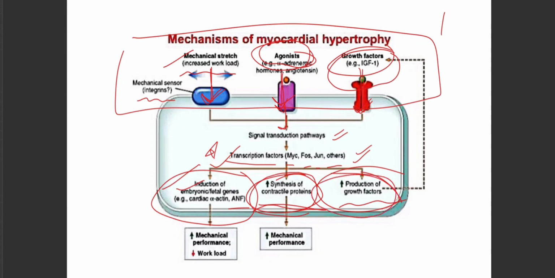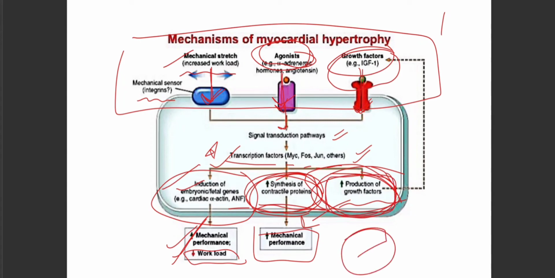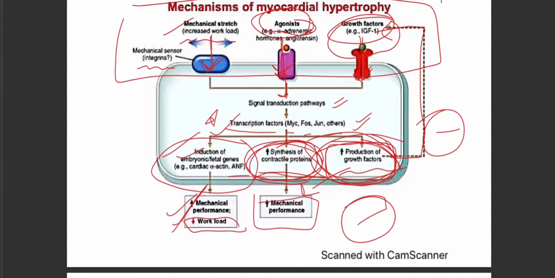When there is induction of fetal genes, it increases the mechanical performance and decreases the workload. Very, very important. One thing to note here is that when there is induction of fetal genes, there is a decrease in workload. Whereas an increase in the synthesis of contractile proteins or an increase in the production of growth factors will increase the mechanical performance. But at one point, the increased production of growth factors has to be inhibited. So they will try to inhibit the growth factors and tell them to stop releasing the factors, and therefore this cycle keeps on going. So that's it about hypertrophy.